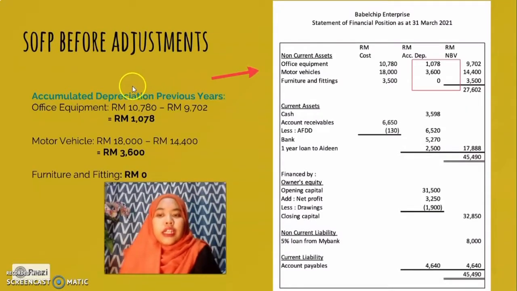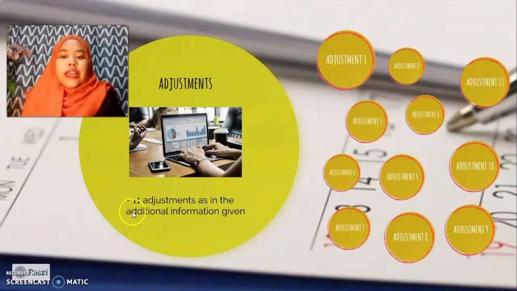We have to calculate the accumulated depreciation for the previous year because this case does not straightforwardly provide us the amount of accumulated depreciation. Therefore, as you can see, this is the working to get the accumulated depreciation. Finally, we will look into the 11 adjustments that need to be done for this case.